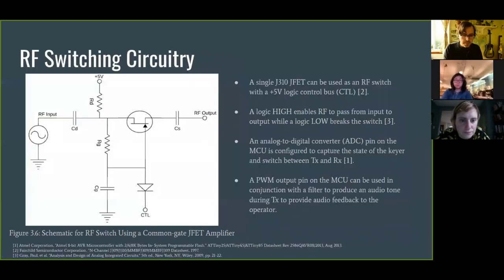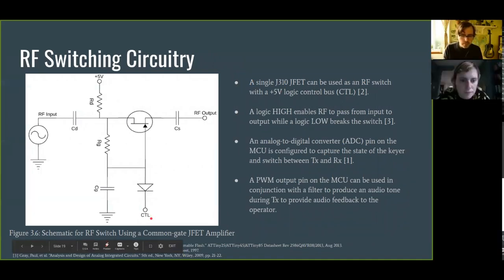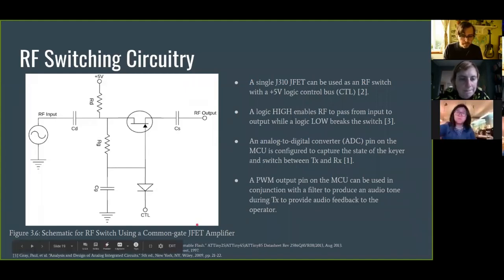Then we developed some of these RF switches where we could turn whole sections of the transceiver system on and off. This control voltage here is connected to the microcontroller, so that when a 5-volt signal comes in, it turns the signal on. If it's low, it breaks the signal.